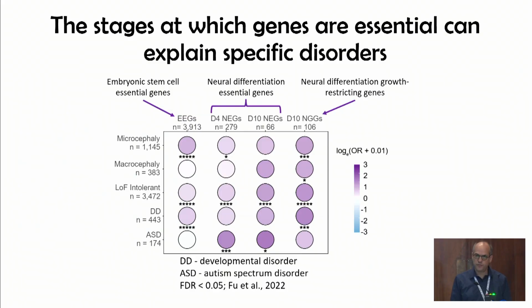And this is the enrichment. I want to focus here on one thing which, I think, is very interesting: the differences between developmental disorders and autism. For developmental disorders, you see there is a significant enrichment for genes that are essential even before differentiation and with the growth restricting genes. But for autism, we see the opposite, a mirror image. They are enriched only with the genes that are essential during neural differentiation.